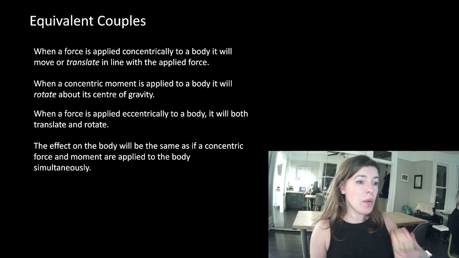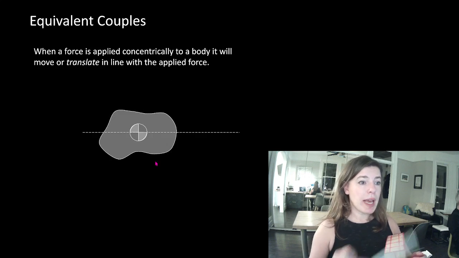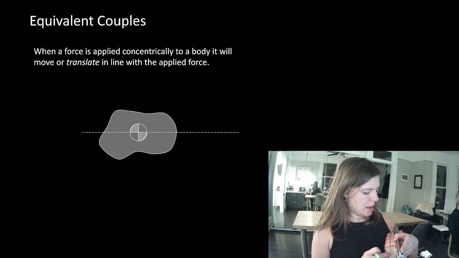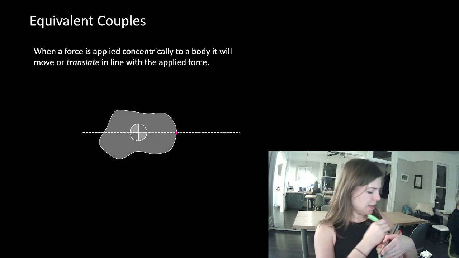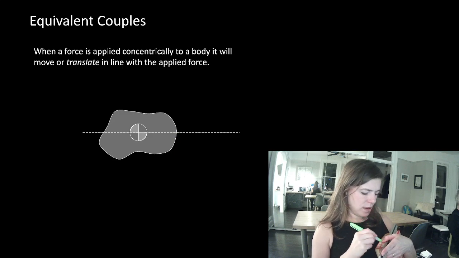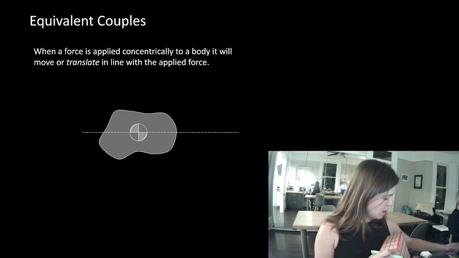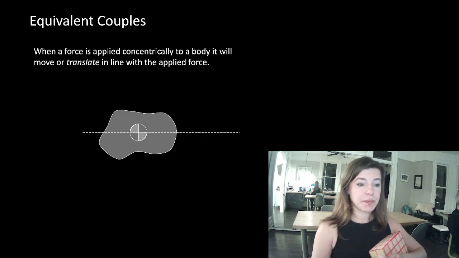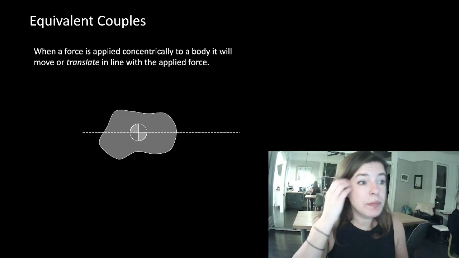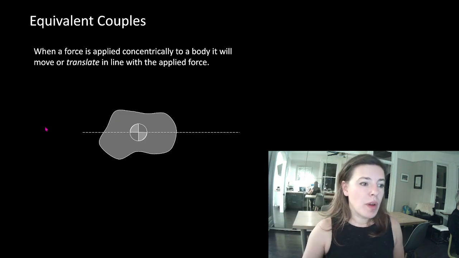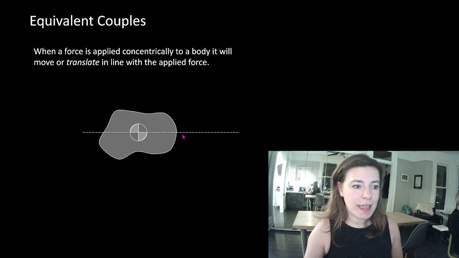Equivalent couples. We remember that when a force is applied concentrically to a body, it will move or translate in line with the applied force. So if we apply a load through this centroid, it will make it slide. All right, let me draw this line here. That just gives it to us on the other side, which might be handy for us. Okay, so we've got the neutral axis. All right, so apply the load through the centroid, it slides or translates.